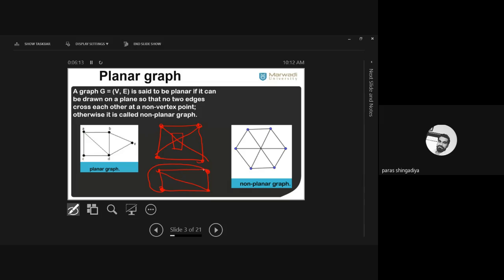Now the last one is a non-planar graph. We verified in the last lecture that it is a non-planar graph because it is not possible to remove this cross from inside the graph. In any way it is not possible to recreate this graph without crossing over the edges. Clear? Let's check it.